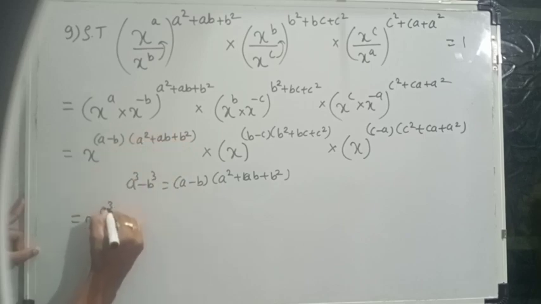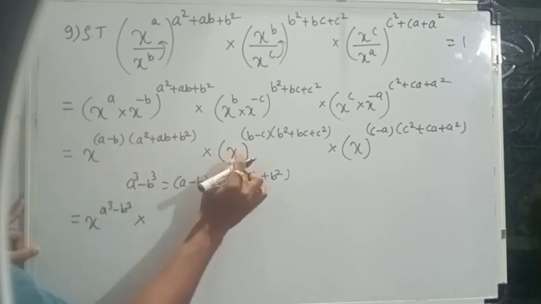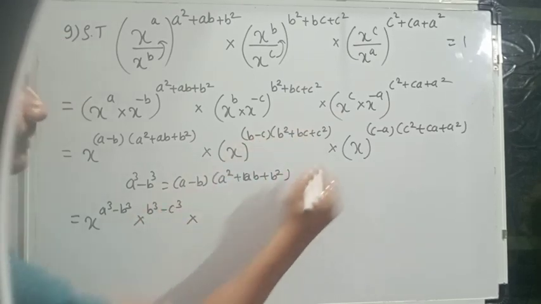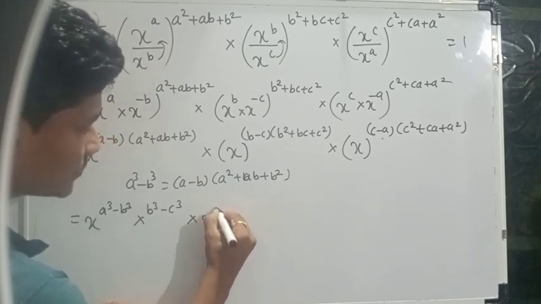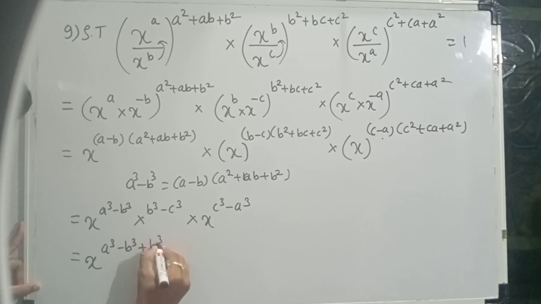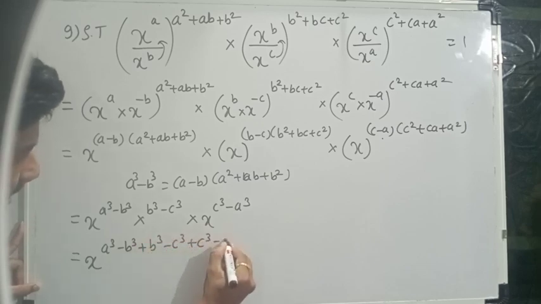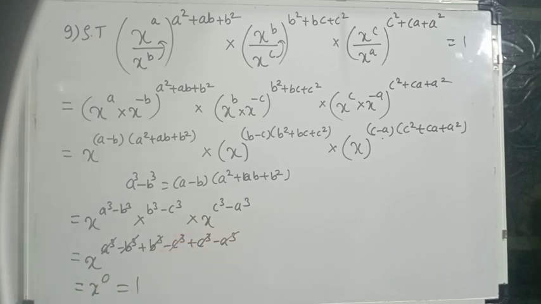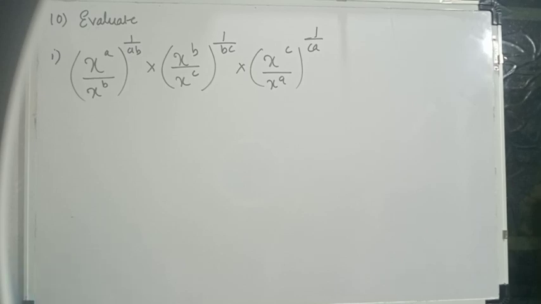X to the power, it is looking like a cube minus b cube expansion, the next like b cube minus c cube expansion, and the third term like c cube minus a cube expansion. Here a cube minus b cube plus b cube minus c cube plus c cube minus a cube, which is equal to x to the power 0, which is equal to 1, which is equal to RHS. Hence it is proved. Here is the next question.